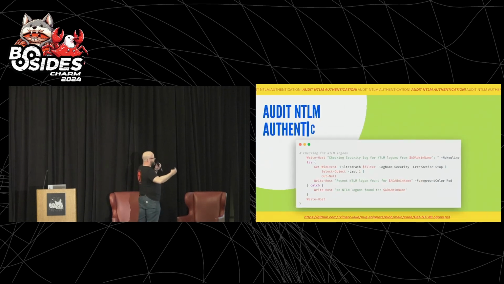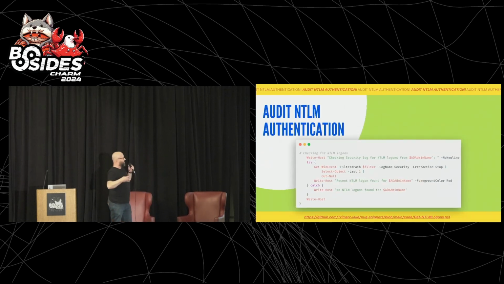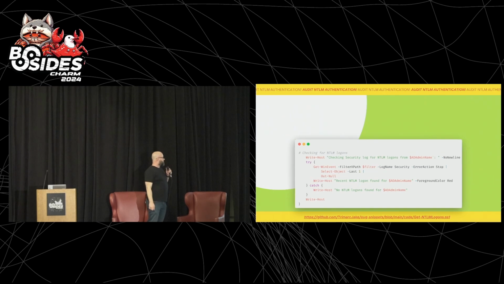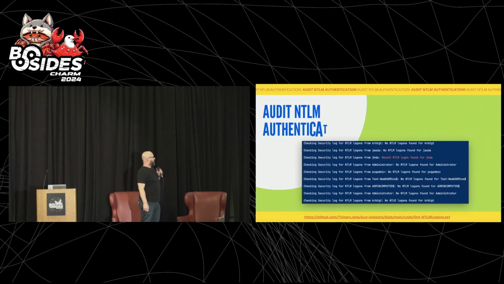Then we use that filter, and we check the security log for NTLM-based logons. And this is what you get. We can see my domain admin account logged in insecurely, JHDA, pops up in red, right? I think that's red.